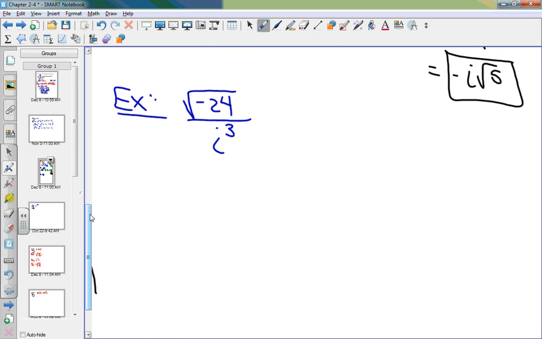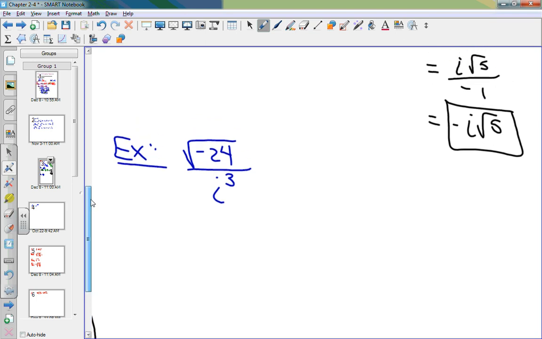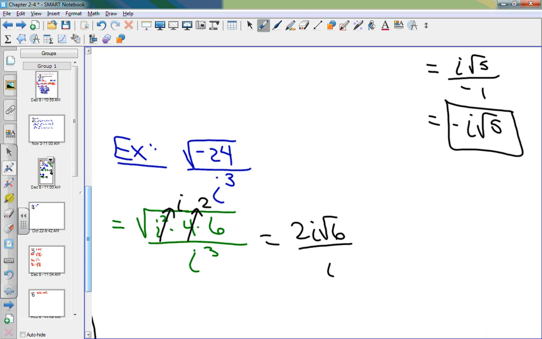Negative square root of negative 24 over I cubed. What do I notice about the square root of negative 24? Well, that's going to be I squared times, what are the perfect square factors of 24? 6 and 4. 6 not so much, but 4 is, correct? We understand that. What is the square root of I squared? The square root of 4 is? And that's going to give me 2I square root of 6 over I cubed.